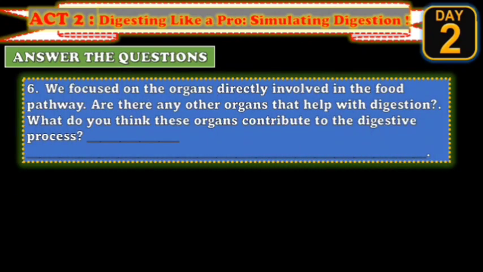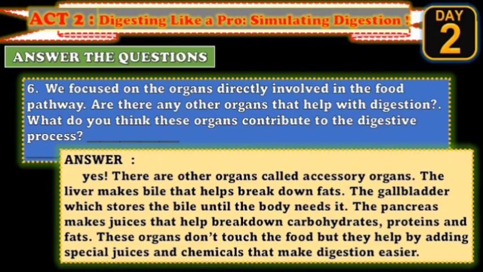Question number 6. The possible answer for this is that yes, there are other organs called accessory organs. The liver makes the bile that helps break down fats, the gallbladder stores the bile until the body needs it, and the pancreas makes juices that help break down carbohydrates, proteins, and fats. So these organs don't touch the food, but they help by adding special juices and chemicals that make digestion easier.